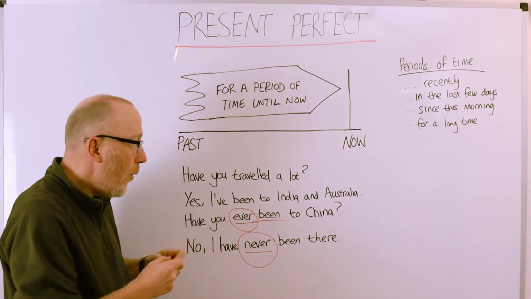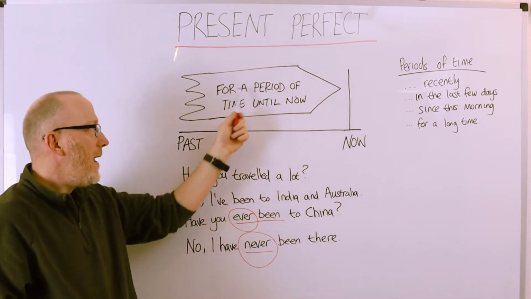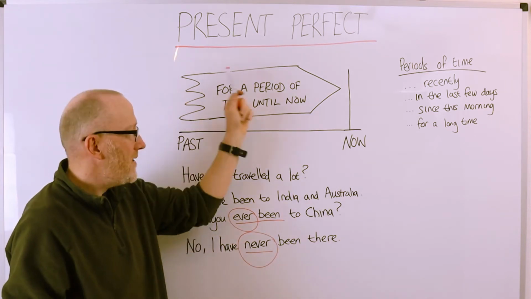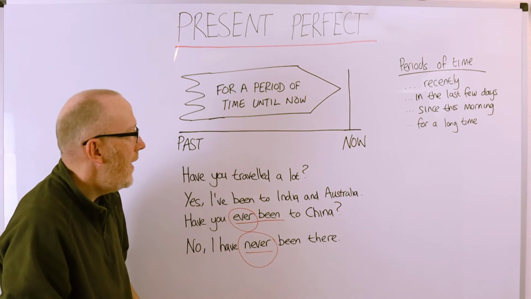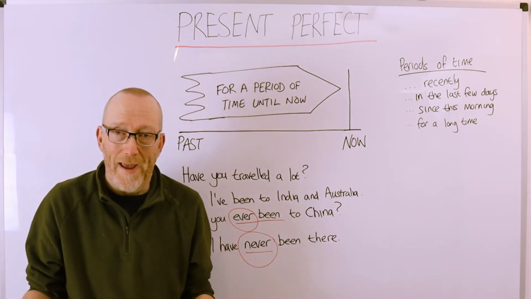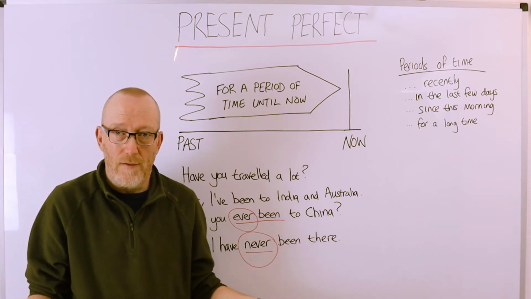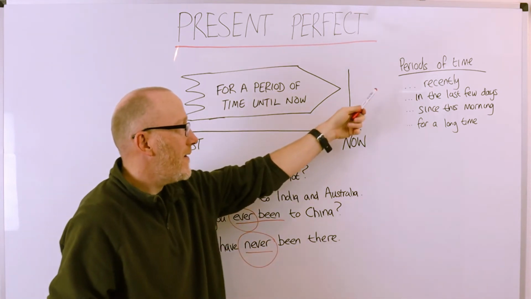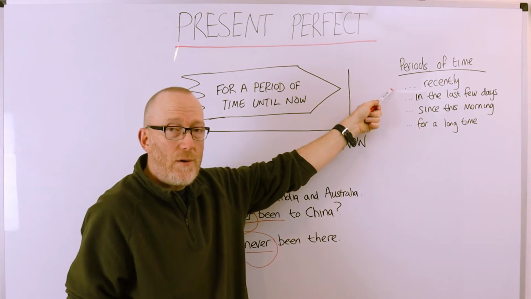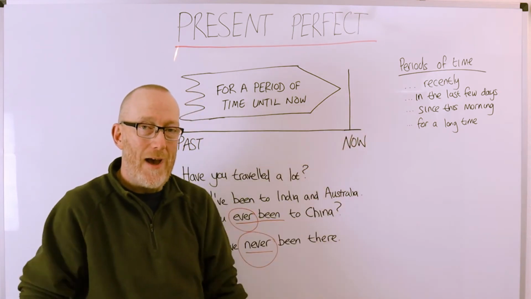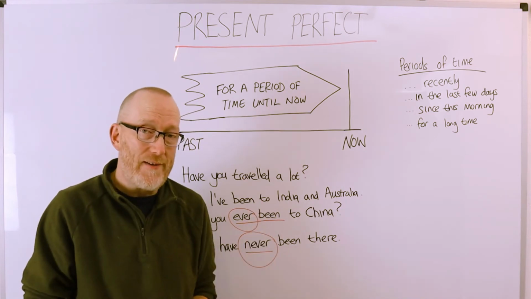Yeah? So now we are talking about periods of time. Periods of time that started in the past up until right now. And there are some interesting ways that we can actually describe different periods of time. Here are just a few examples. So one word which I'm sure you know already is recently. Yeah, we have used recently in our previous examples.